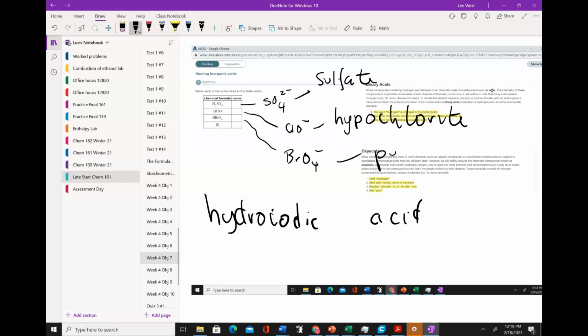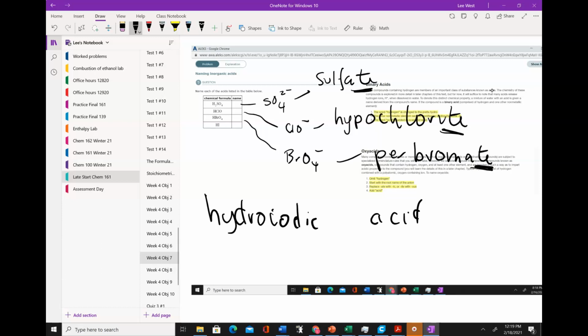And then this one is perbromate. And then in the next step, what I've got to do is look at the ending, whether it's an ate or an ite. So it says if it's an ate, it becomes an ic, and if it's an ite, it becomes an ous. So start with the root name of the anion.